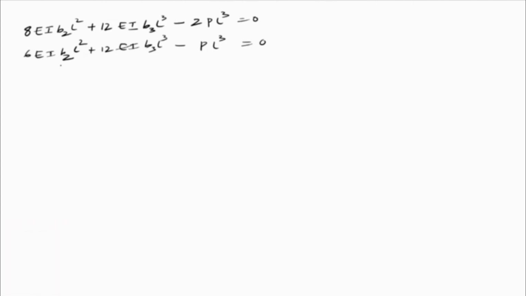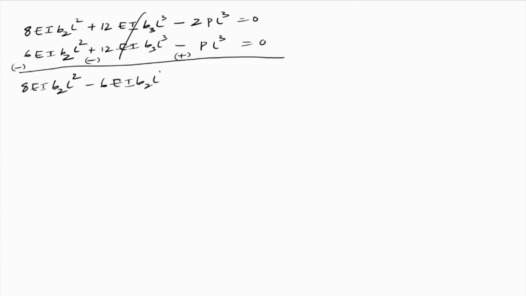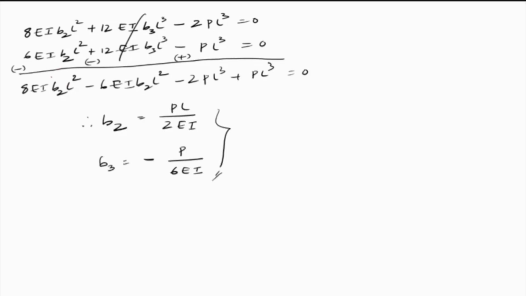And further you can get the value of B2. This is minus, this is minus, this is plus. So these two terms will get cancelled. One is plus, another one is minus. Here 8 EI B2 L square minus 6 EI B2 L square, then minus 2 PL cube plus PL cube is equal to 0. From these two terms, you can take 2 EI B2 L square as a common, keep the remaining terms, and here send these two terms to the RHS.